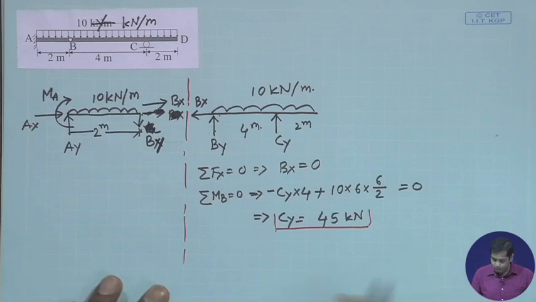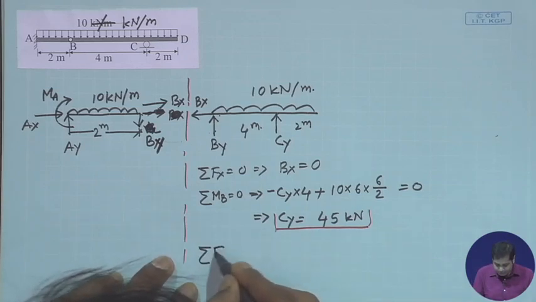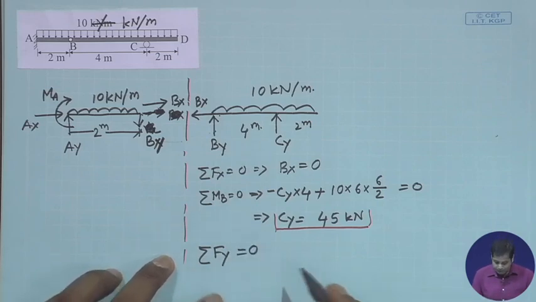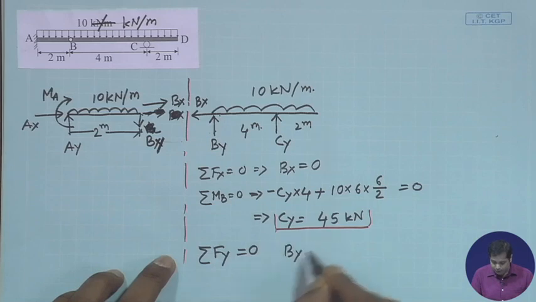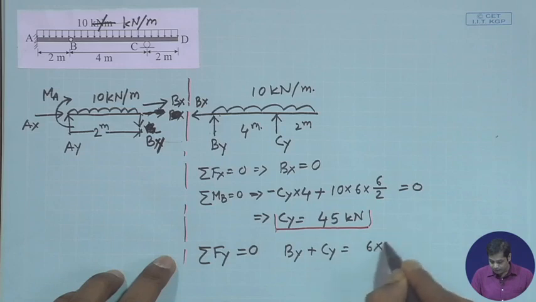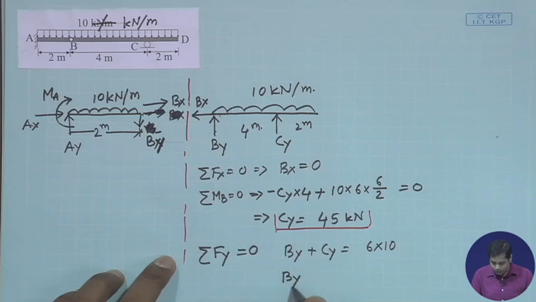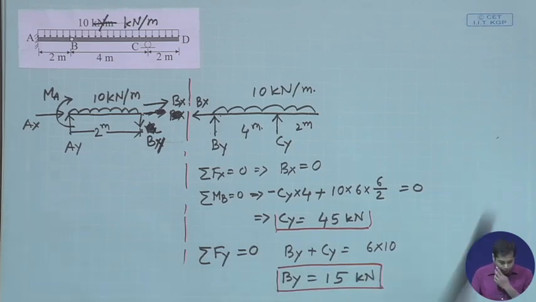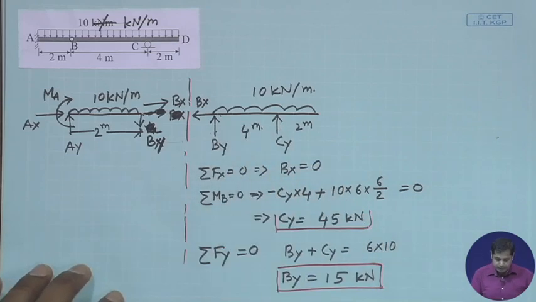Okay. Now once we have Cy, let's use another equilibrium equation, summation of Fy equal to 0. That gives us By plus Cy is equal to the total load, which is 6 into 10. Cy obtained already is 45 kilonewton, and we will get By is equal to 15 kilonewton. So this gives you 15 kilonewton. So support reactions here and hinge reactions are determined.